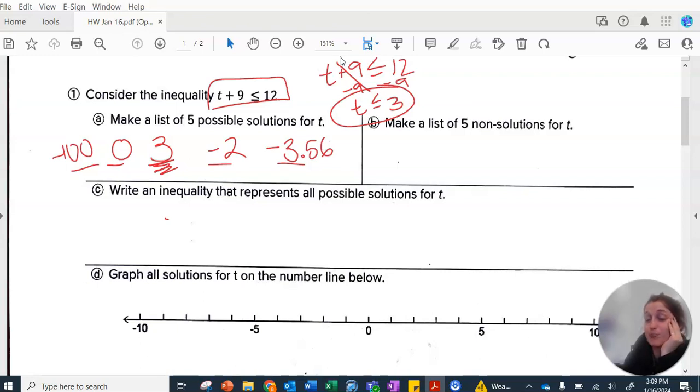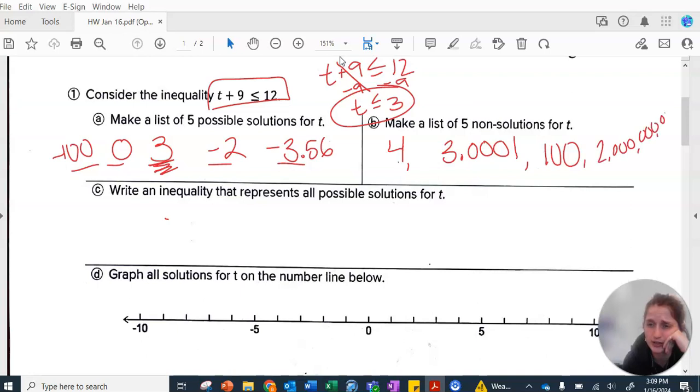So anything that's bigger than 3 would be a non-solution, because it would be like, nope, that's not right. So again, your list is not allowed to look exactly like mine. I'm going to say, okay, the obvious 4, that's bigger than 3. 3.0001, that's bigger than 3. 100 is bigger than 3. 2 million is bigger than 3. So that's 4 numbers. I need a 5th number. 7 is bigger than 3. Your list needs to have 5 numbers that are greater than 3, but shouldn't look exactly like mine. You need to think of your own.